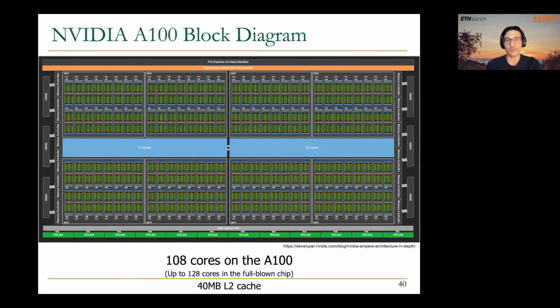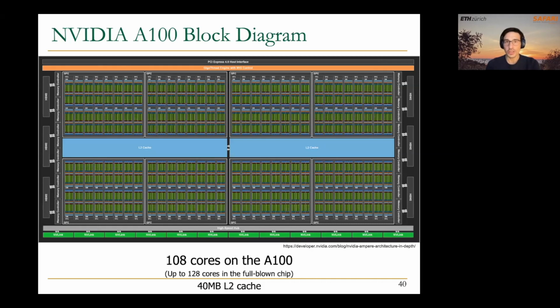Remember this figure from the previous lecture. It's the block diagram of the NVIDIA A100 as a state-of-the-art GPU that contains 108 GPU cores and 40 megabytes of L2 cache. It also has, in the current version of the A100, 10 memory controllers to access 5 stacks of HBM memory and achieve a memory bandwidth of 1.5 terabytes per second to this HBM memory. Total size of this HBM memory is 40 gigabytes.